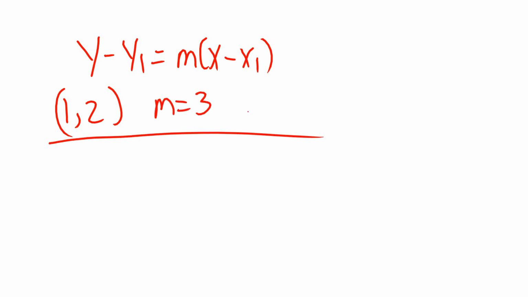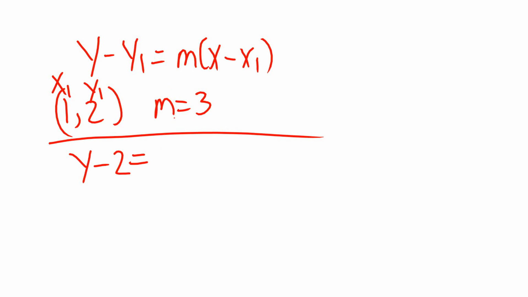So all you do is plug in your information. You guys know that this stands for x and this is for y. But in point-slope form, when we're dealing with points, we label this x1 and this y1. So now let's plug it in. y minus y1. What is y1 for this problem? It is 2. That is correct.